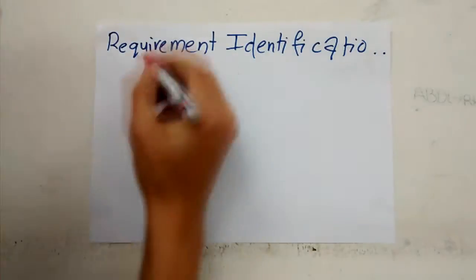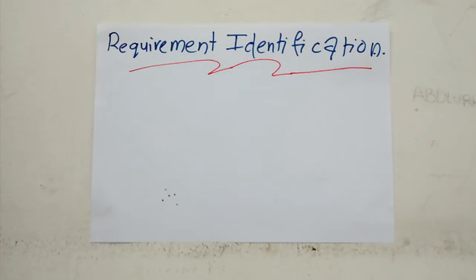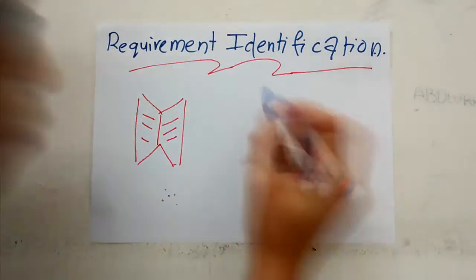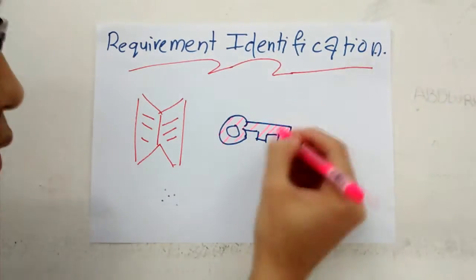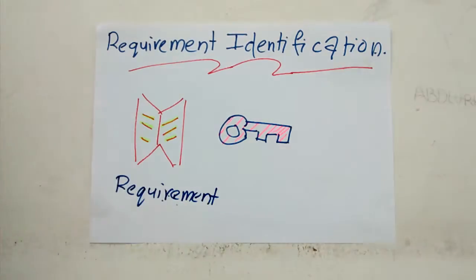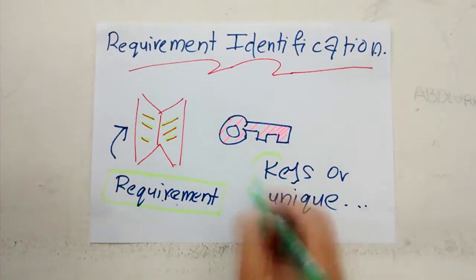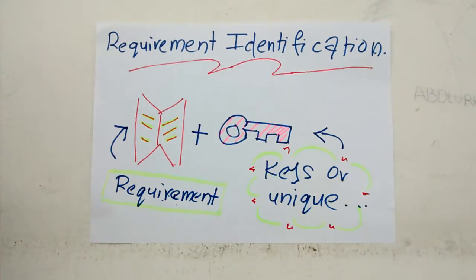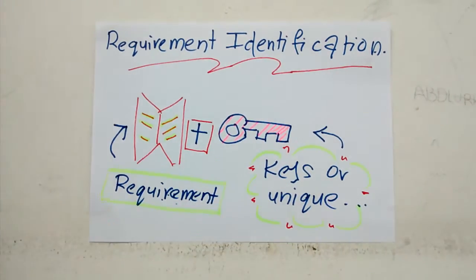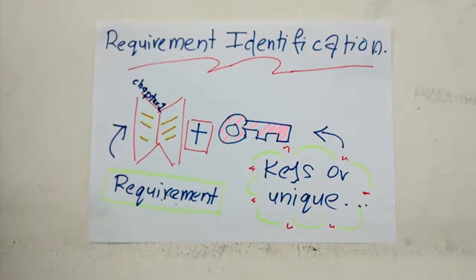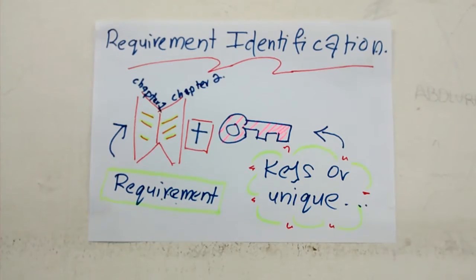Requirements identification. Each requirement must have its own key, or be unique. The basic approach is to number the requirements based on chapter or section in the requirements document.